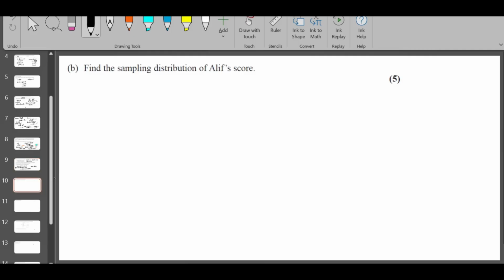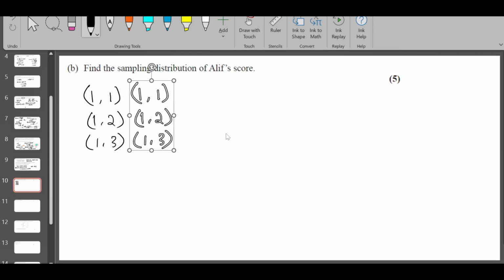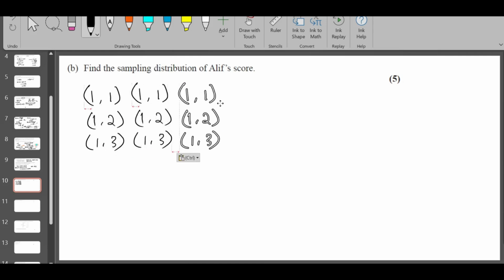Part B now. Find the sampling distribution of Alif's score. We need to find all the combinations first. You can take the first one 1, the second one 1, or 1 2, or 1 3, starting from 1. And we can use the same combinations starting with number 2 and starting with number 3 also, right? The first one can be the counter with number 2 or counter with number 3. We have taken all the combinations already, 9 combinations.